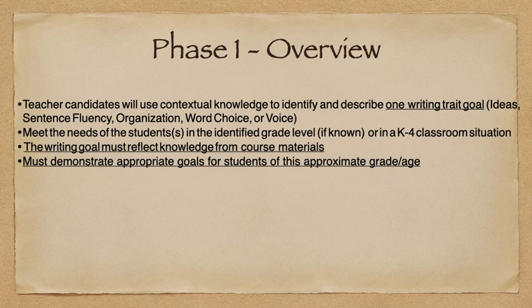In phase one of your PAT, you will use contextual knowledge that you gain to identify and describe one writing trait goal for your student. The goal of this entire project is to help a student improve their writing abilities. Because it is a brief unit, you will be limited in how much progress the student can make. Therefore, you should be focusing on one writing trait.